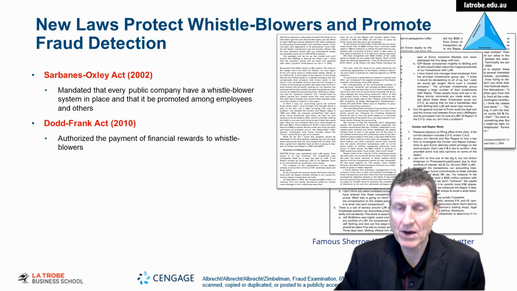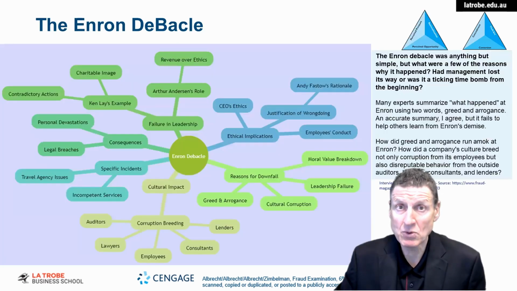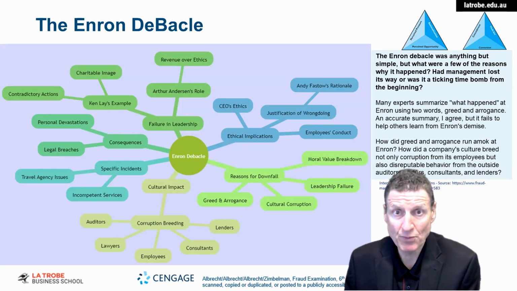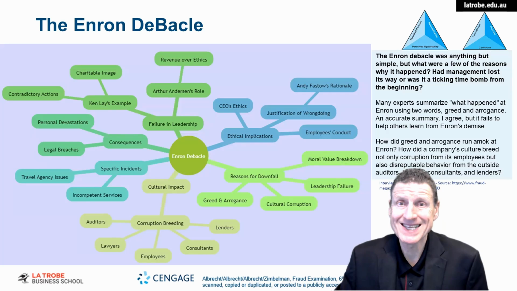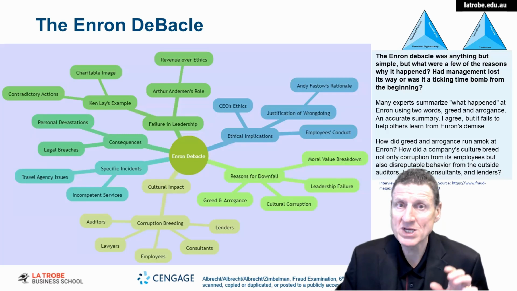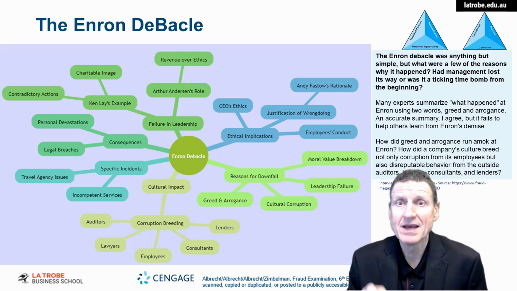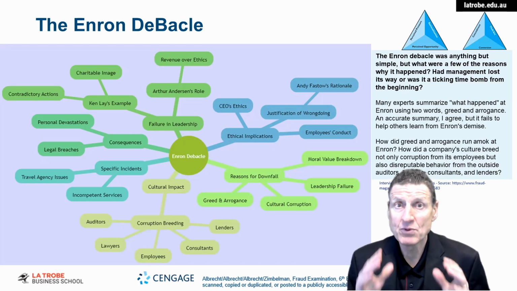I want to finish with one last slide, and I think it actually brings home the point to an even greater extent, and that is the Enron debacle. Because what was the symptom? Basically, it was Sharon Watkins, who worked in Enron, and she was the whistleblower. The Enron debacle was anything but simple. What were the few reasons why it happened? Had management lost its way, or was it a ticking time bomb from the beginning? Many experts summarize what happened at Enron using 2 words, greed and arrogance. But really, it was more than that.